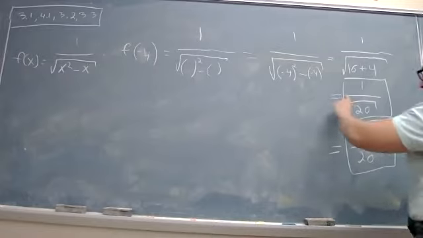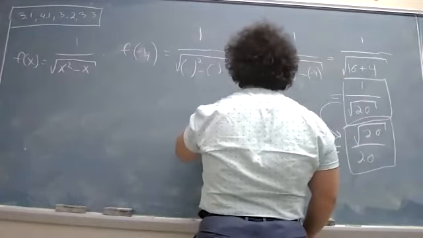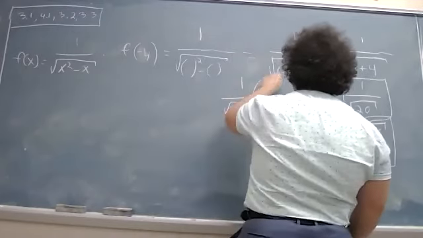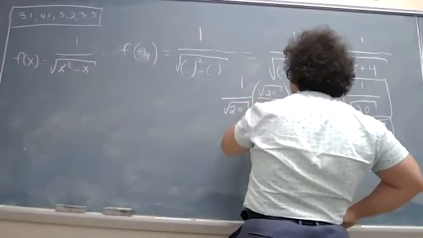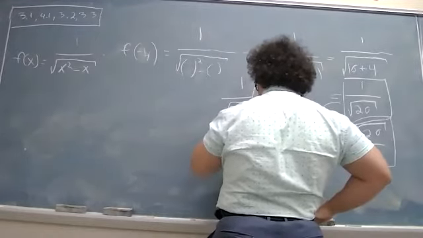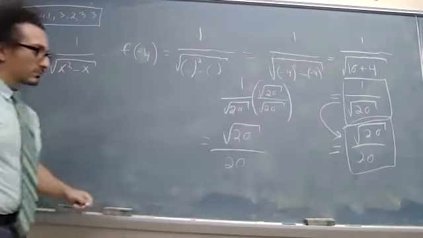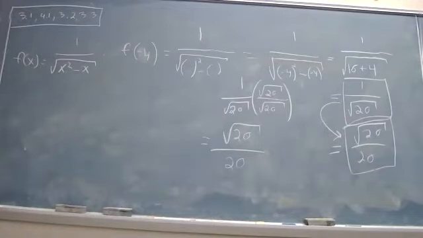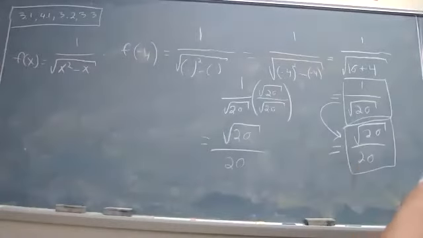And we went from here to here. Don't forget, we went from there to there by saying 1 over square root of 20, multiply top and bottom by fancy number 1, square root of 20 over square root of 20. Notice that this is what results in square root of 20 divided by the number 20. Make sense? Good.